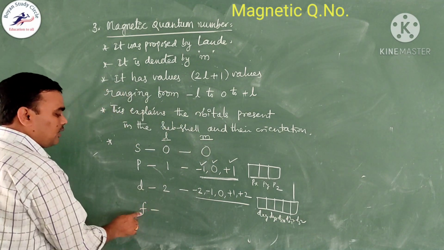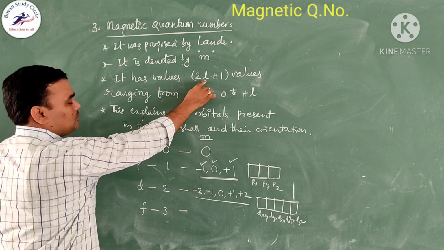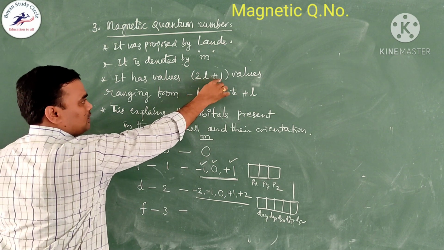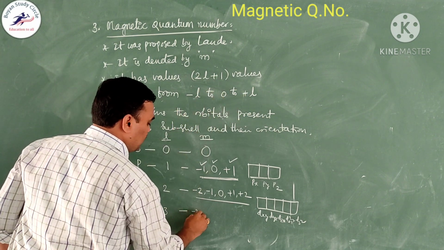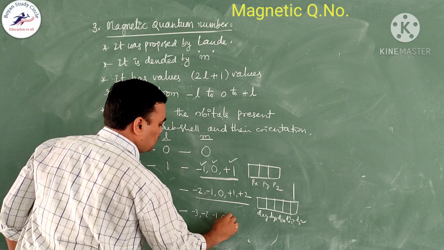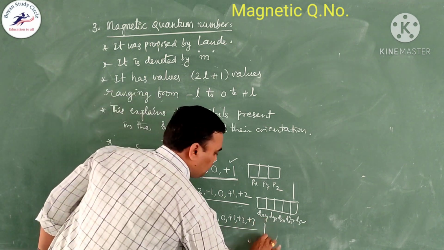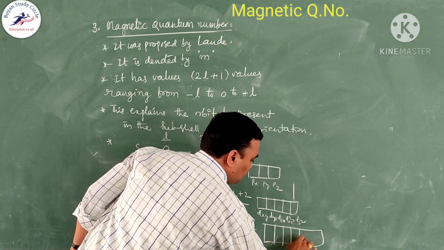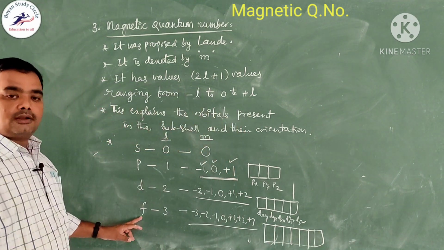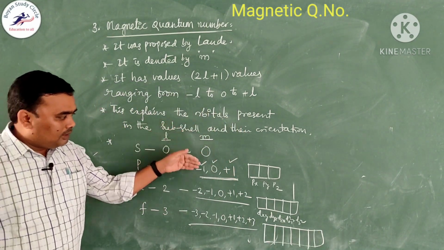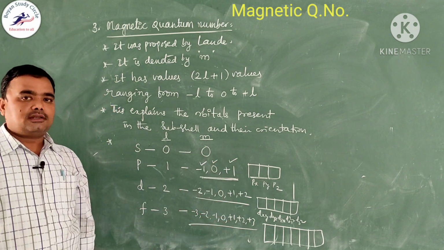And if we take the F subshell, the L value for F subshell is 3, right? So when you substitute the 3 value, 2 into 3, 6 plus 1, 7 values are present and they start from minus L to plus L. So minus 3, minus 2, minus 1, 0, plus 1, plus 2 and plus 3. There are 7 values. That means there are 7 orbitals present in F subshell, right?